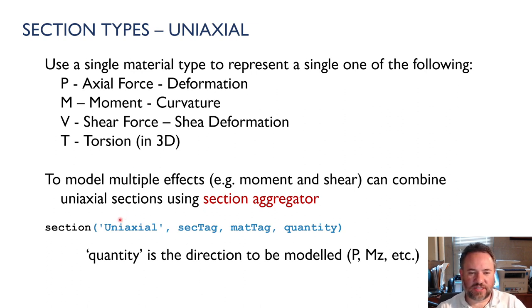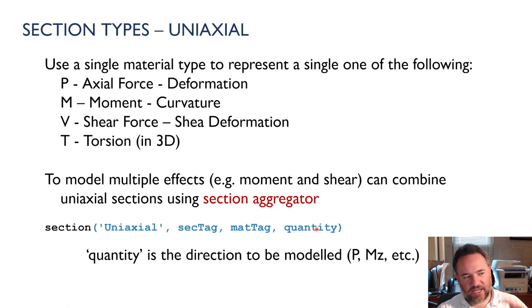So this is section uniaxial. Section tag is a unique tag to define that section, so I can refer to it later when I want to put it in a beam. And then material tag is a previously defined material that's going to define the behavior of that section. And then the quantity is either axial force deformation, moment curvature, shear force, shear deformation, or torsion. So that's how I define each of those. So quantity is either P, MZ, etc. And how to do this exactly is laid out in the manual.